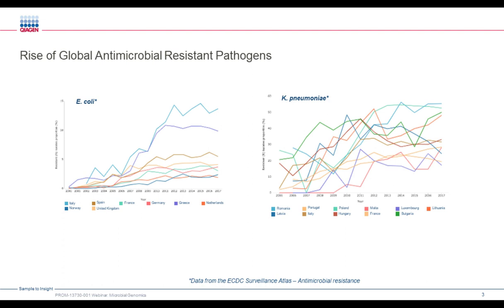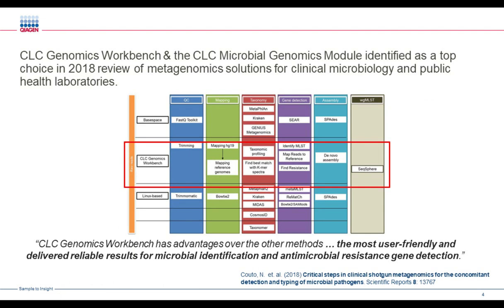So as you know, the issue of antimicrobial resistance is becoming a global crisis, and we've seen a global uptick in the number of resistant pathogens worldwide. And one of the best ways to characterize antimicrobial resistant bacterial pathogens is through the use of whole genome sequencing and well thought out and benchmarked bioinformatics methods.